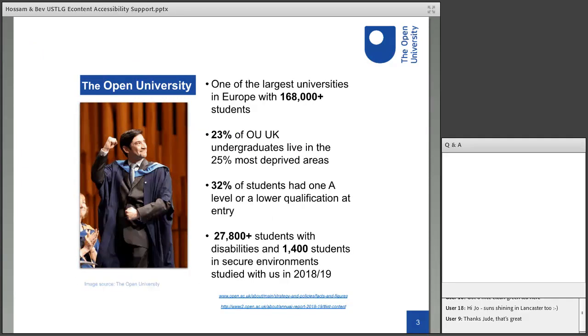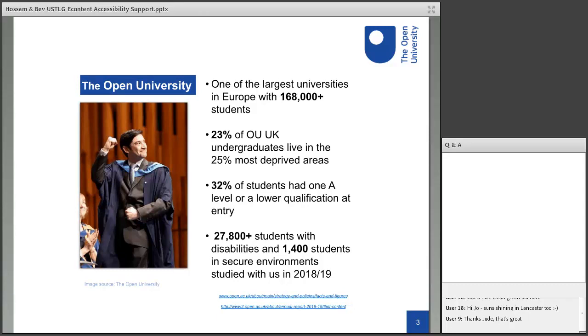Just to give you a bit of background, Shell has already mentioned that we have about 170,000 unique students on campus, mostly studying in a part-time capacity. And 23% of our students live in the most deprived areas in the UK. We admit students who have one A-level or lower, so that's about 32% of our students. The key thing for us is that over 27,000 of our student population have a disability. That's roughly 21.6% of our student population, the size of a small or medium-sized university.